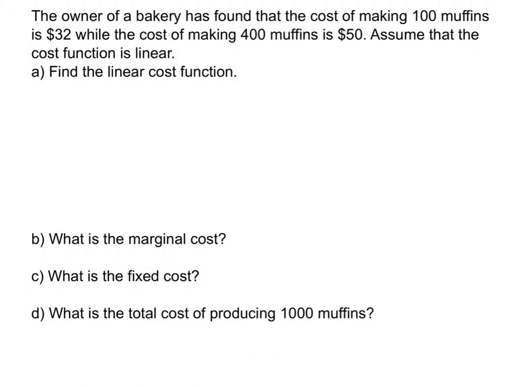The owner of a bakery has found that the cost of making 100 muffins is $32, while the cost of making 400 muffins is $50. Assume that the cost function is linear. Find the linear cost function.